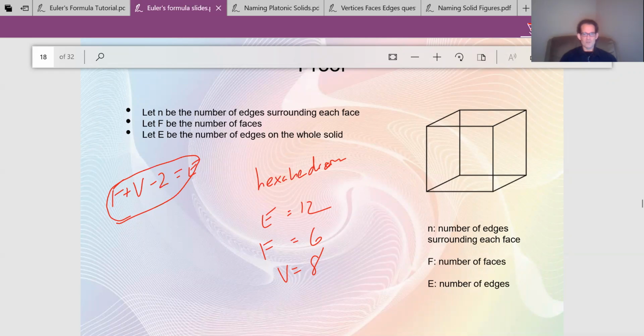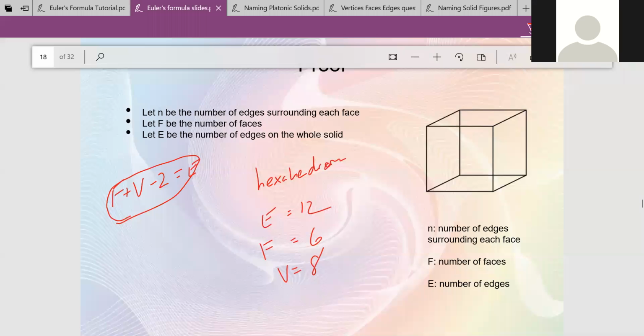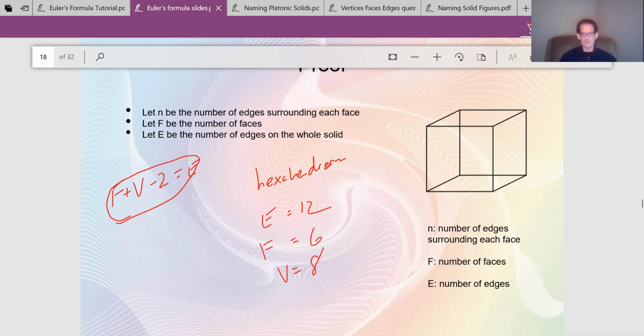Okay, let's see if this works with Euler's formula. Okay, so this is Euler's theorem or formula. And Euler's formula says faces plus vertices minus 2 equals edges. Let's try that. 6 plus 6 minus 2, does that equal 10? Let's find out. 6 plus 6 is 12, minus 2 equals 10. So for the square pyramid, the pentagonal pyramid, it works, okay?